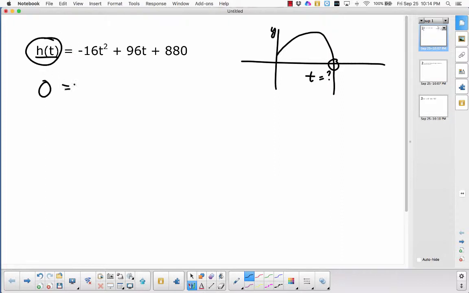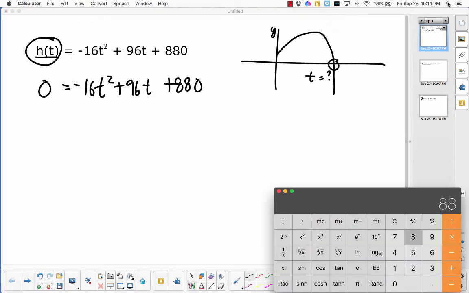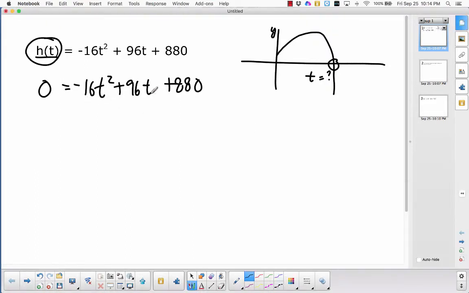So 0 is equal to negative 16t squared plus 96t plus 880. We want to find the value of t that'll make this statement true. A couple things you could try: I don't know if 880 divides by 16. Let me try that on the calculator. 880 divided by 16. Oh, it comes out even. That's good. So what I was going to do was factor out something.